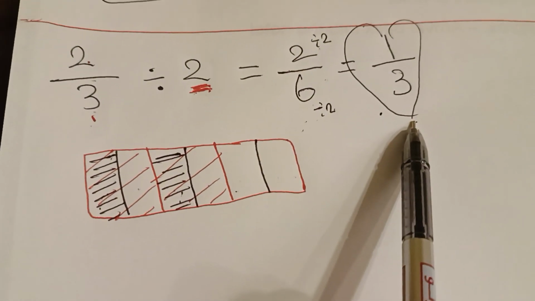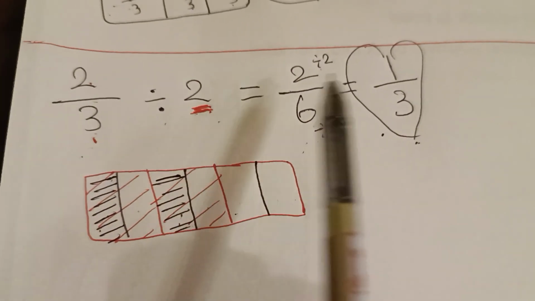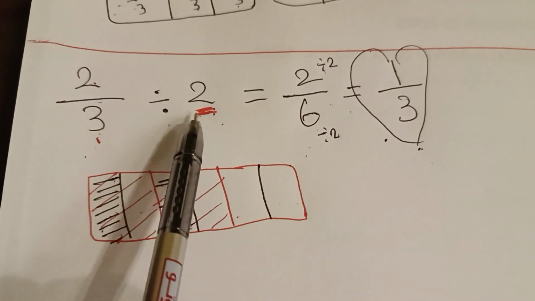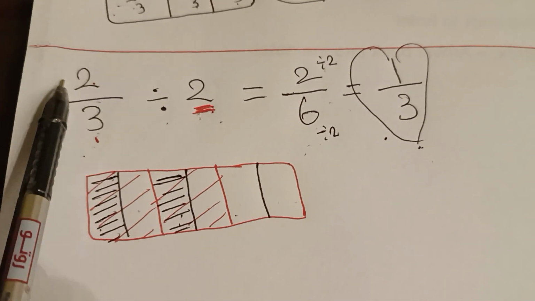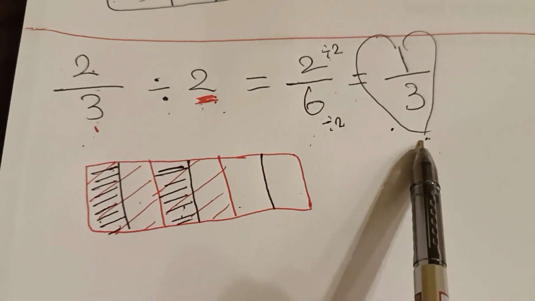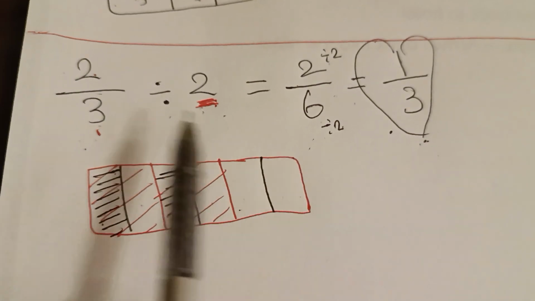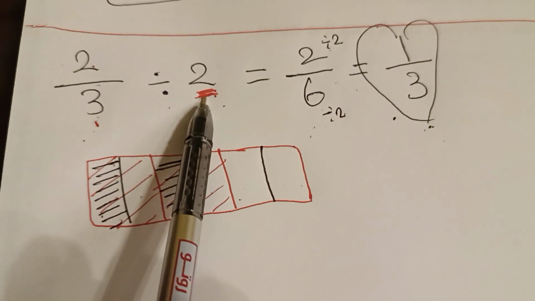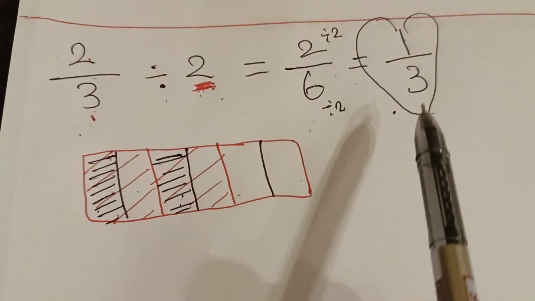This is the simplest form. And 2/3 divided by 2 equals 1/3. It means that the share of each one in this 2/3 is 1/3. Or I can also say that if I divide this fraction among 2 friends, each friend will have only 1/3.